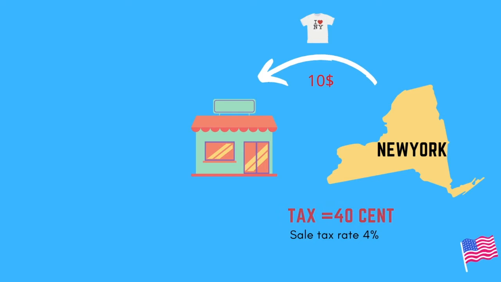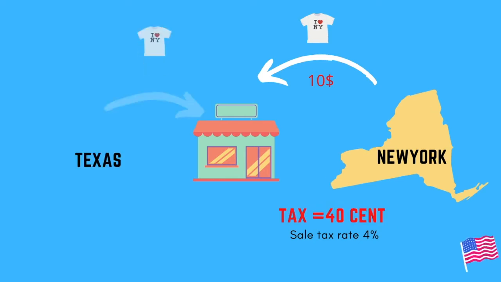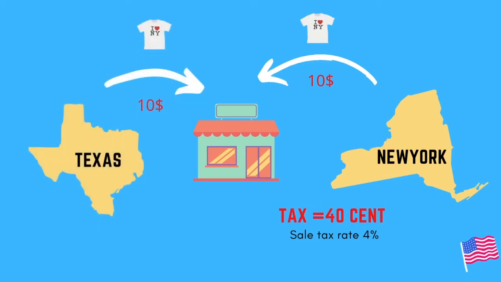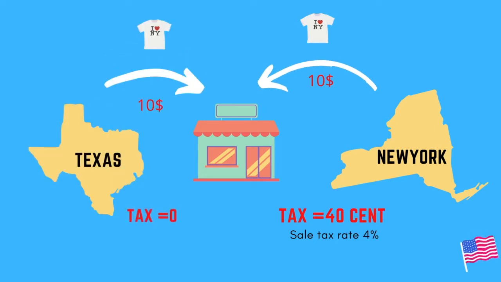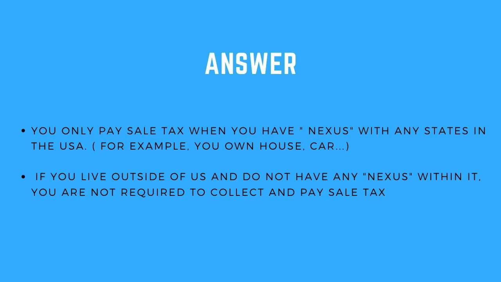Let's say your customer comes from Texas and also buys t-shirts from your store for $10, and you do not live in Texas. So you don't have any nexus in Texas because you do not own any house or properties there. That's why you don't have any physical presence and you don't have to collect and pay sales tax on those orders. The answer is surprisingly simple.